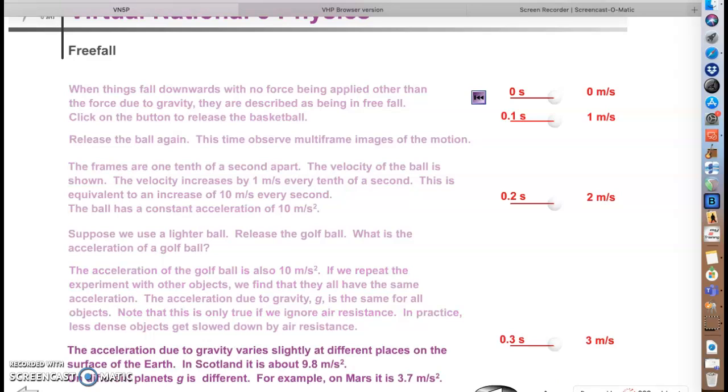And like I say, more precisely on Earth, it's actually 9.8 meters per second squared. Different planets, you get different values for the acceleration due to gravity. And that's the concept then of free fall.